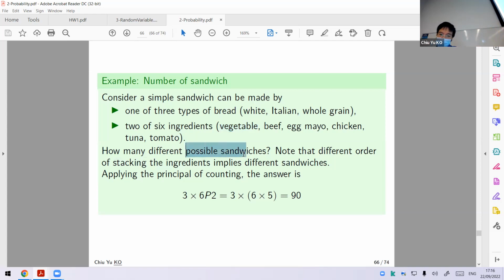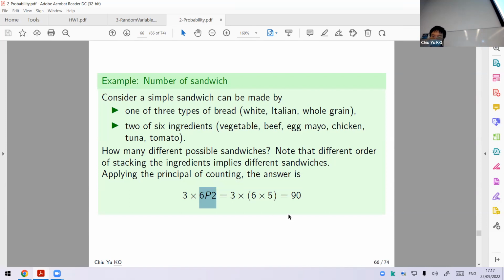The question is how many different ways to make a sandwich. You have to do 2 things here. You have to choose bread, so you have 3 ways, because regardless of how you choose the ingredients, there are only 3 ways. And 6P2 is the way you combine the ingredients. I said order matters, so 6P2 is just 6 times 5. So 3 times 6 times 5 is 90. So there are enough ways to make different sandwiches. Is that clear? Any questions?